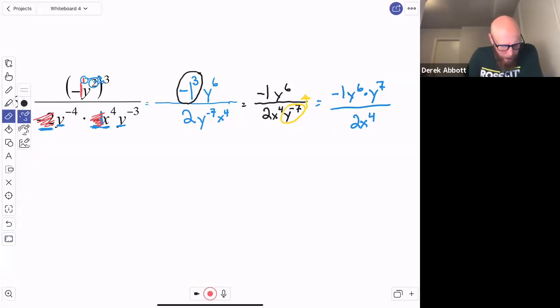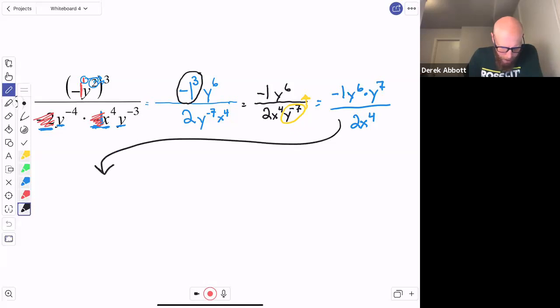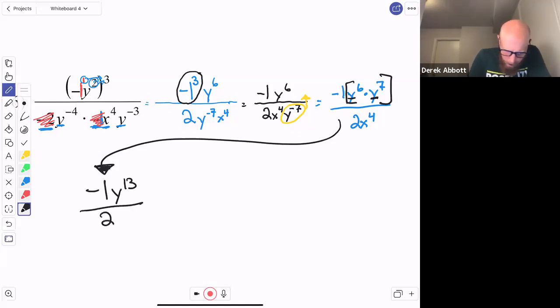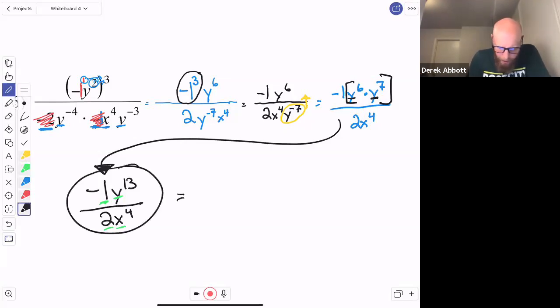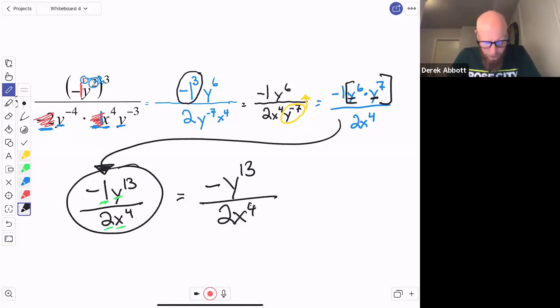All right, let's take a little trip down here. What happens when I combine? Since now we have the base y and they're on the same level, we're just going to add those exponents. So I've got negative 1 on the top, y to the 13th over 2x to the 4th on the bottom. Since it's its own base y, its own base x, and a number, there's really nothing else we can do, so we're just going to leave it like that. So this is actually our answer right here. Here's a little cleaned up version: negative y to the 13th over 2x to the 4th.